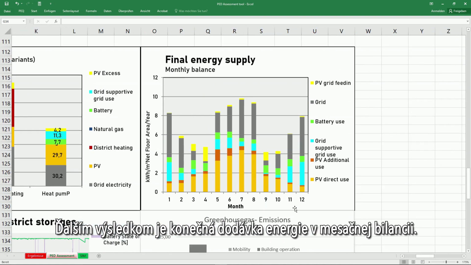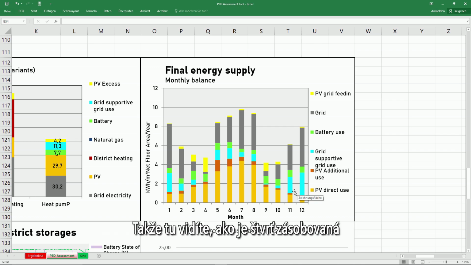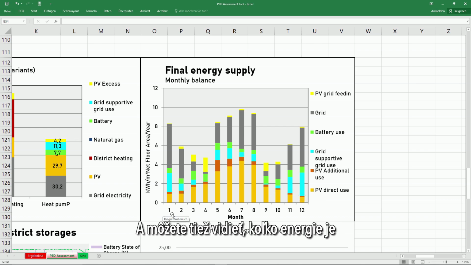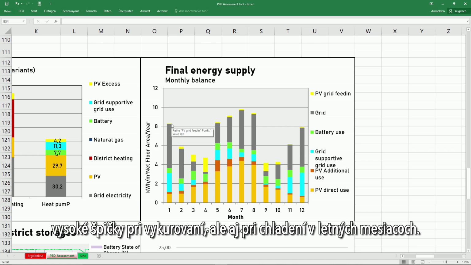Now the next result is the final energy supply of a monthly balance. So here you see how the district is provided with electricity throughout the year, and here you can see also how much energy demand is present at each month. So unsurprisingly, you have high peaks in the winter months for heating, but also for cooling in the summer months.